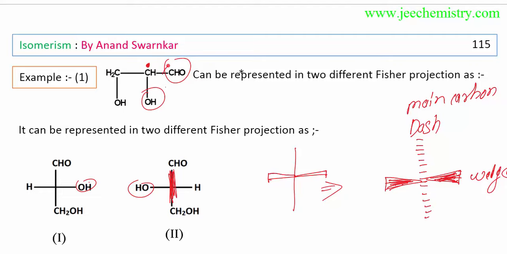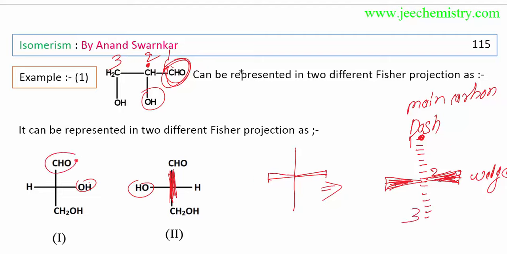Here is the CH2, the most oxidized group. Generally we use the most oxidized group here. You have to number this 1, 2, 3. This 1 is the most oxidized, so the numbering is 1, 2, 3. So 2 is chiral. Here 2 is chiral, 1, 2, 3.